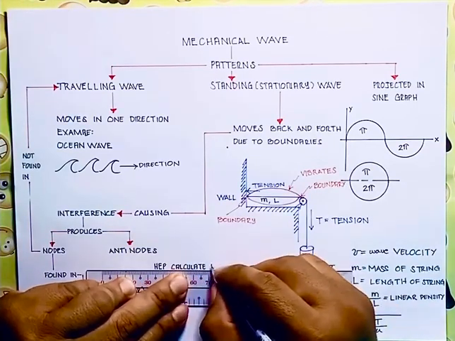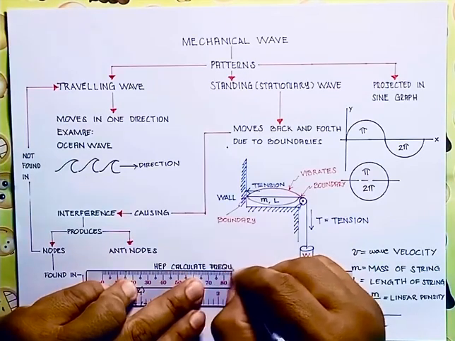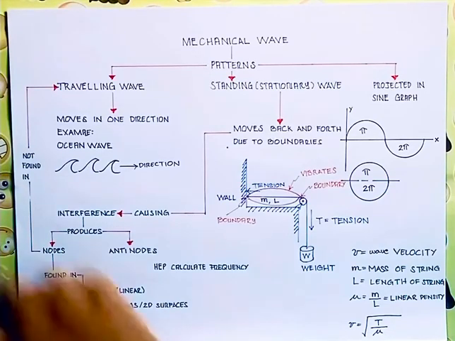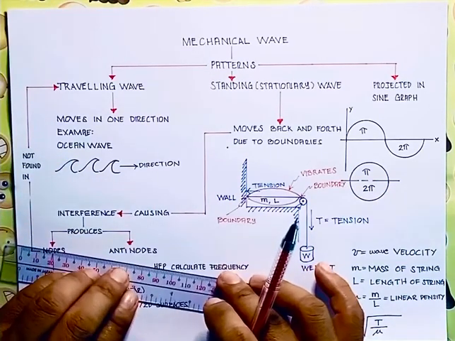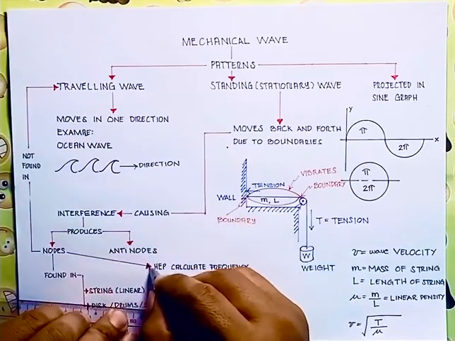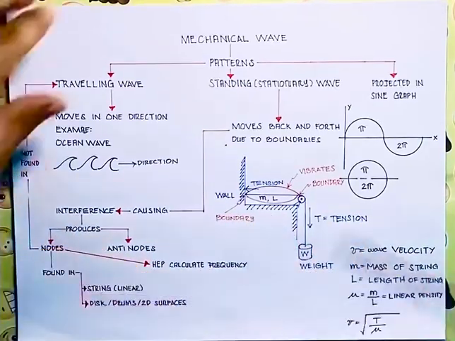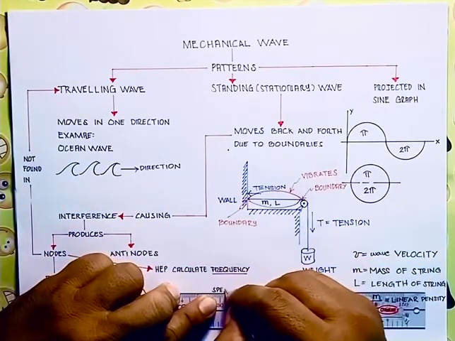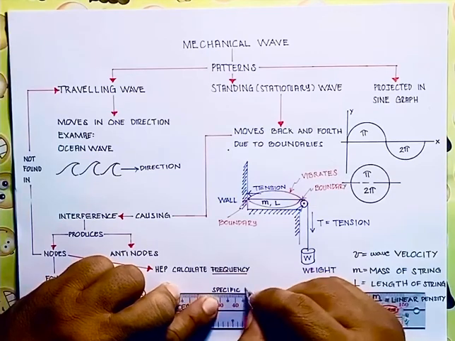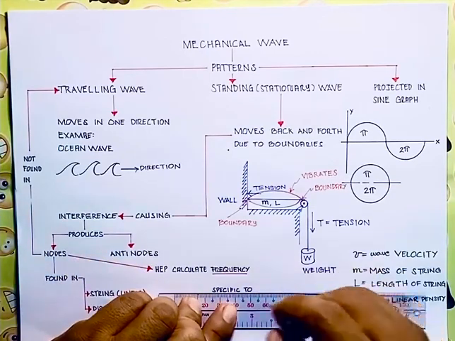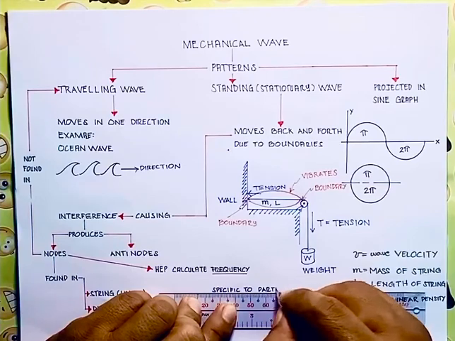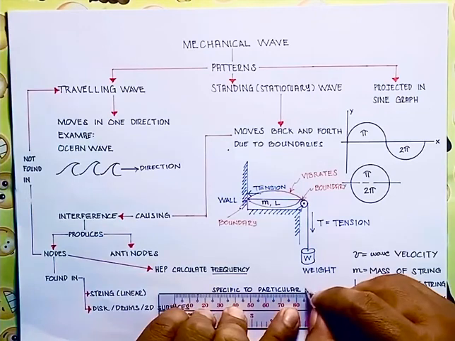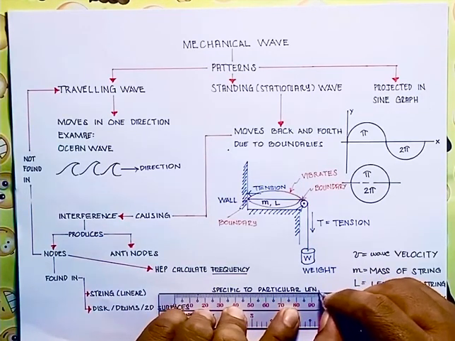Nodes can also help us in calculating the frequency. Especially, this is very useful in the science of music, especially strings, because these frequencies are very specific to a particular length. A particular length of the string.